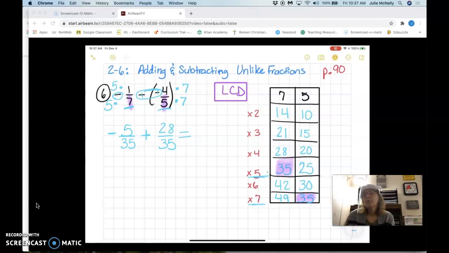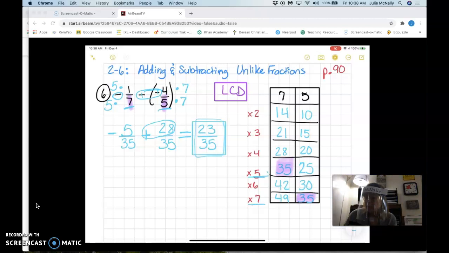So negative 5 plus 28, what does that equal? Because I have a negative 5 and a positive 28, the signs are different, so I have to subtract. So it would be 23. And the answer is going to be positive because 28 is bigger. And the denominator is what? What's my bottom number? 35. Because the denominator stays the same. All right, copy that one down.